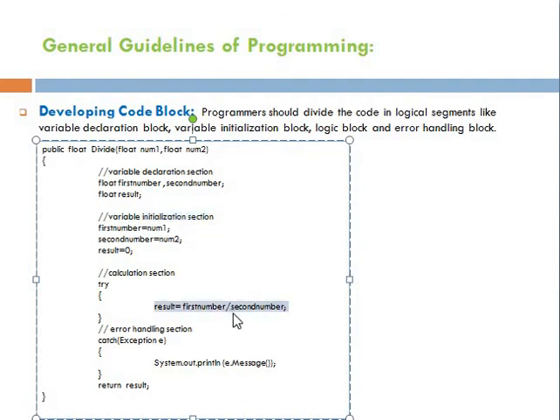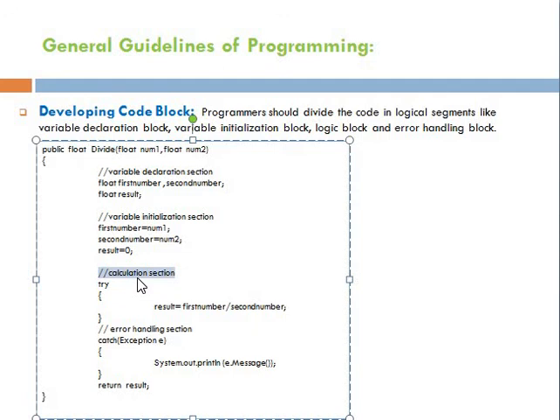This portion denotes the logic block, where the variable result holds the value when the first number is divided by the second number. So here the logic is such that the value of the first number shall be divided by the value of the second number, and then the final result shall be stored in this variable called result.